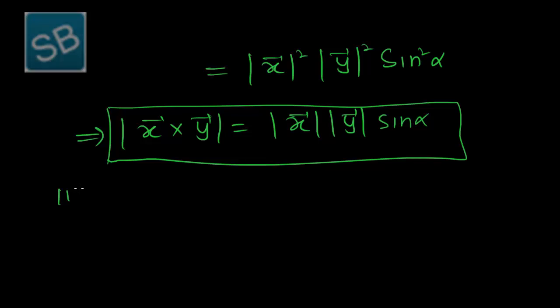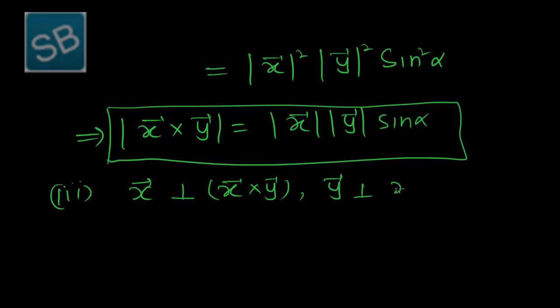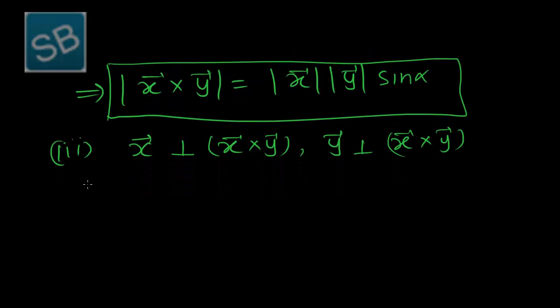Now the third part is, show that vector x is perpendicular to vector x cross y and vector y is perpendicular to vector x cross y. So the proof is just like that. It is very simple. That is, we have to prove vector x is orthogonal to x cross y, and y is also orthogonal to x cross y.